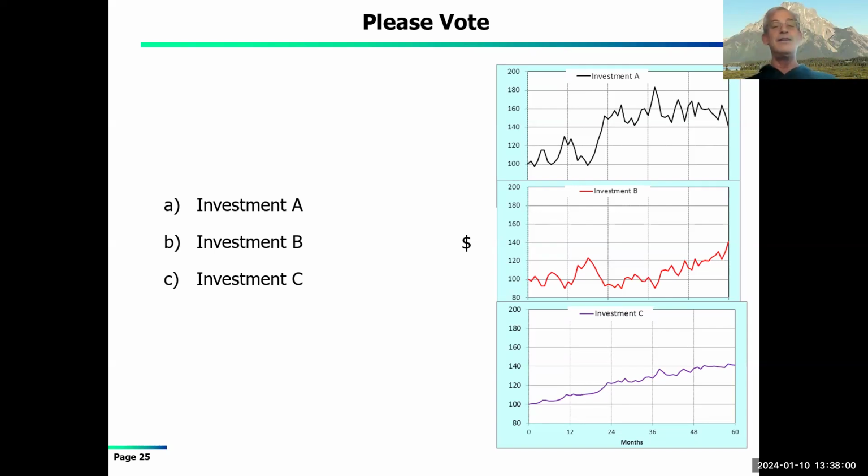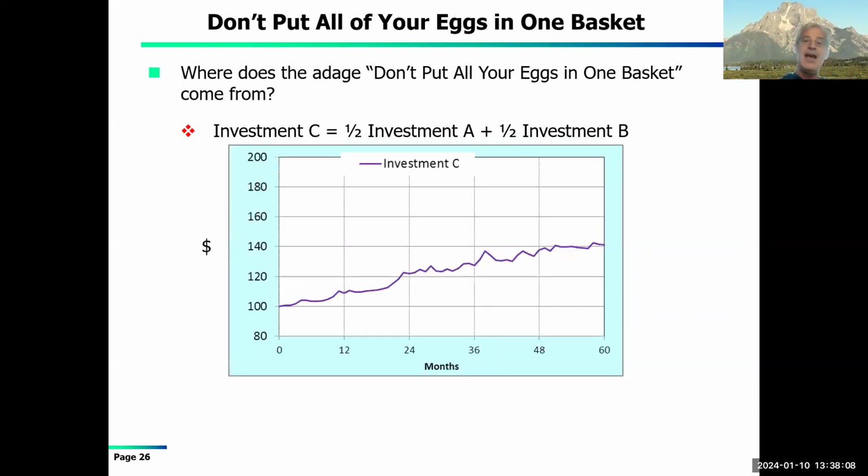So I've taken the vote, and it turns out everyone picked investment C, hoping that's in fact what you really think. And there's a reason for that. It turns out investment C was constructed as half of investment A and half of investment B. It was just in the simple example that I constructed for the class, it is literally saying, hey, I get the same return, and with a lot less wiggles if I just separated my eggs into each investment equally.